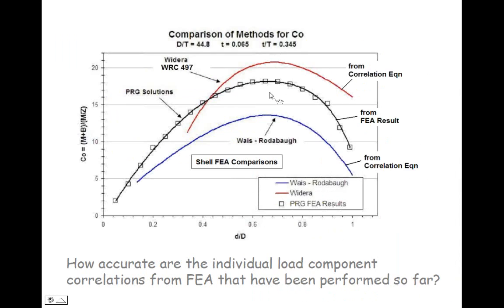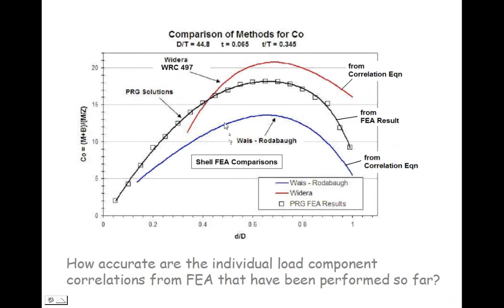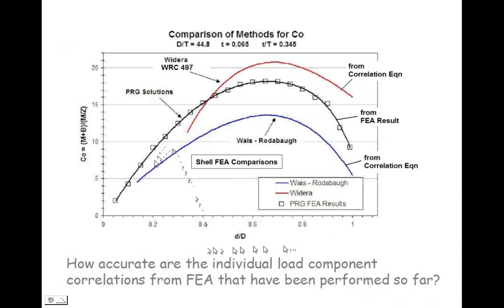I'd like to compare just quickly the correlation equations from WRC107, from a Weiss-Rodebaugh correlation, again with shell models, and for this particular D over T and a variety of D over Ds, Nozzle Pro FE107 solutions. So here are the FEA solutions for this intersection with this variety of D over Ds. Here is the WRC107 result from correlation equations from shell finite element models. Here's the Weiss-Rodebaugh correlation equation from shell finite element models.